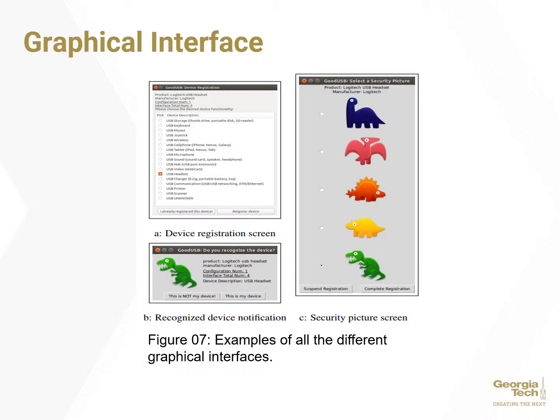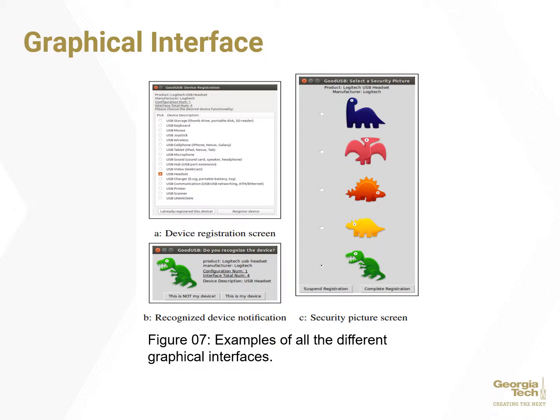The next subsystem is the graphical interface. In Figure 7, it contains examples of all the different graphical interfaces. In Figure 7a, as we saw in the previous slide, that is the registration screen. This is prompted when GoodUSB does not recognize the device. The next dialog box is Figure 7b, which is the recognized device notification.